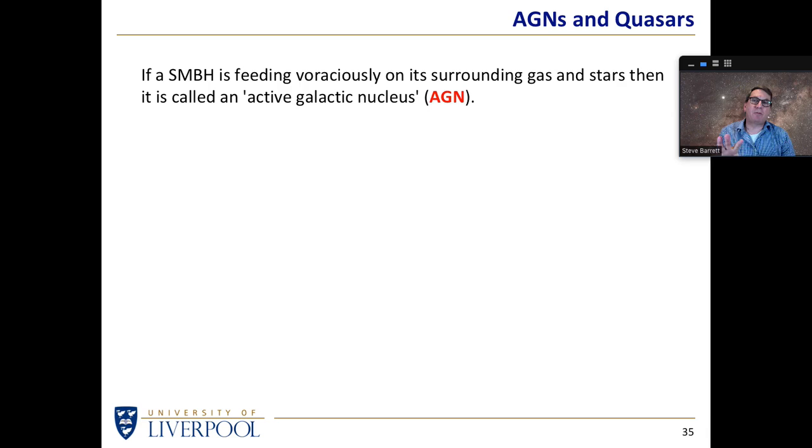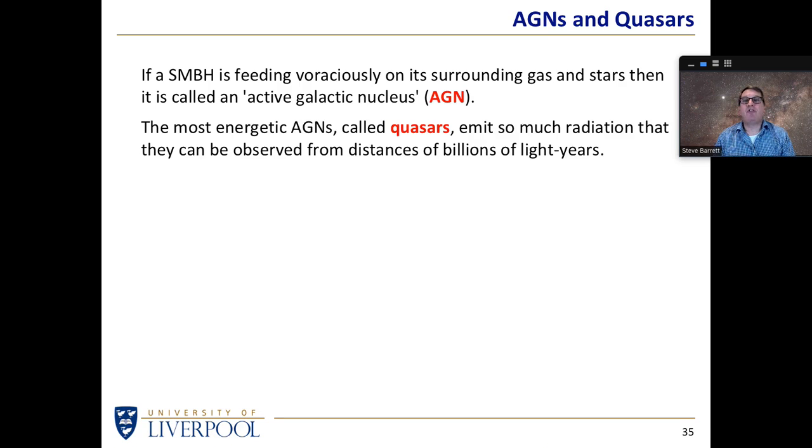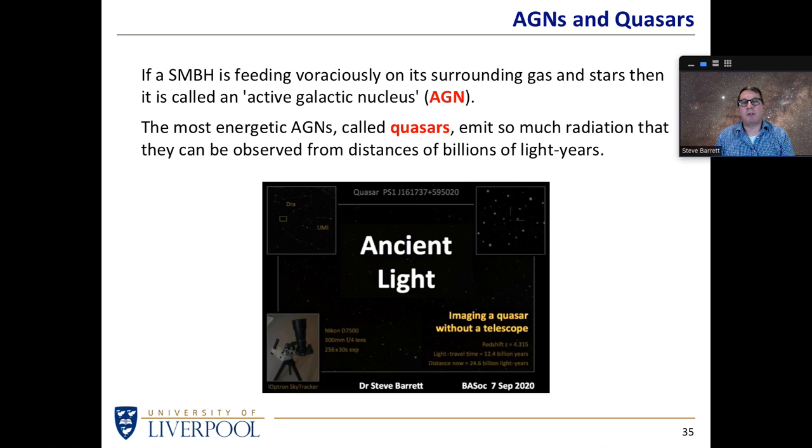If a supermassive black hole is feeding voraciously on the surrounding gas and stars and anything else that falls into the black hole, then we call that an active galactic nucleus, or AGN. And the most energetic AGNs that we know of are called quasars. These emit so much radiation, so much light, that they can be observed from distances of many billions of light years. Arguably, they are the brightest objects that we can see.